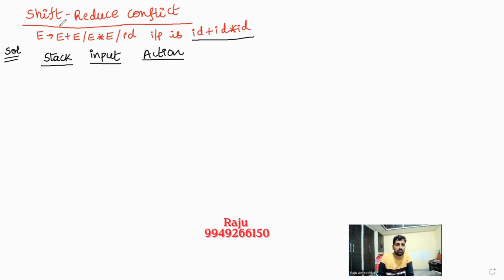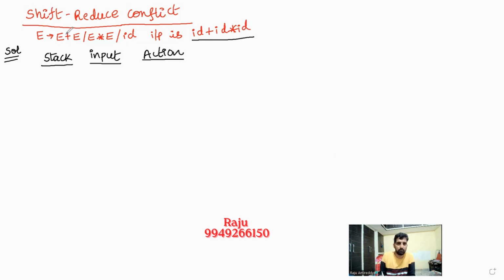Today we'll discuss the conflicts in shift reduce parsing. There are two types of conflicts. The first one is the shift reduce conflict. The second one is the reduce reduce conflict. So what is meant by shift reduce conflict? The parser cannot decide whether to go for a shift or a reduce move.